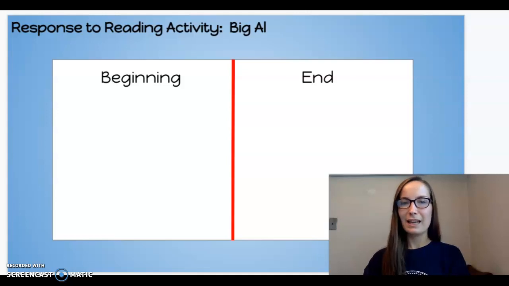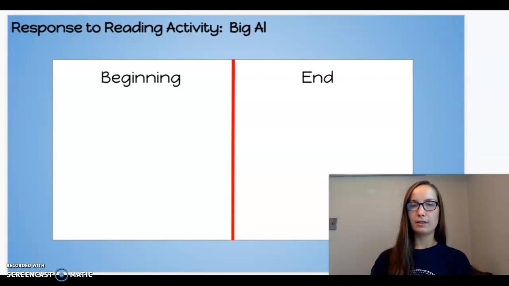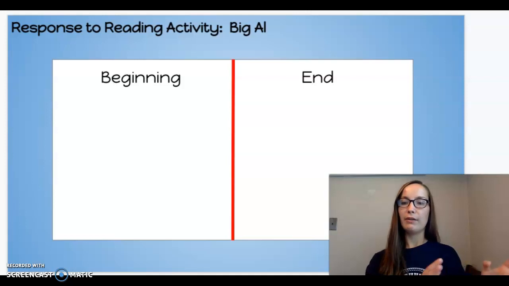Hi, boys and girls. Today you just finished rereading the story Big Al, and then you worked together as a class to identify some ways that Al and the fish were acting at the beginning of the story and how they were acting by the end of the story.